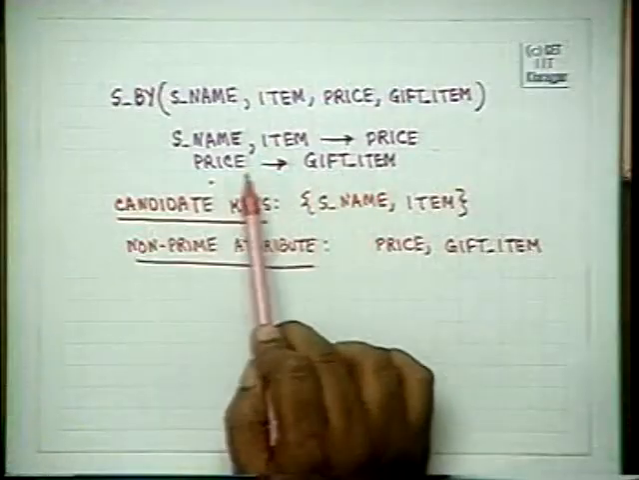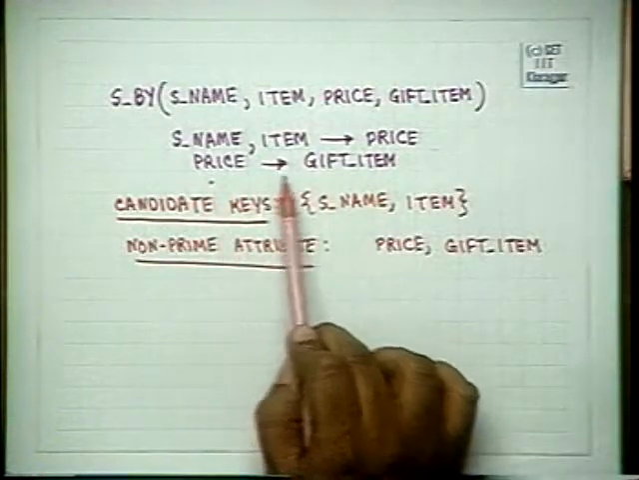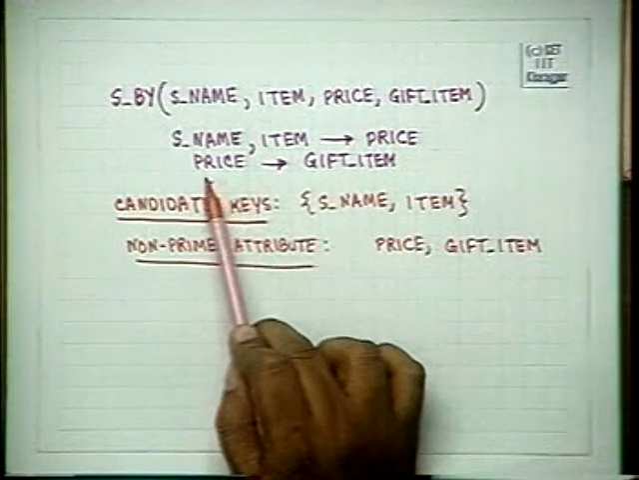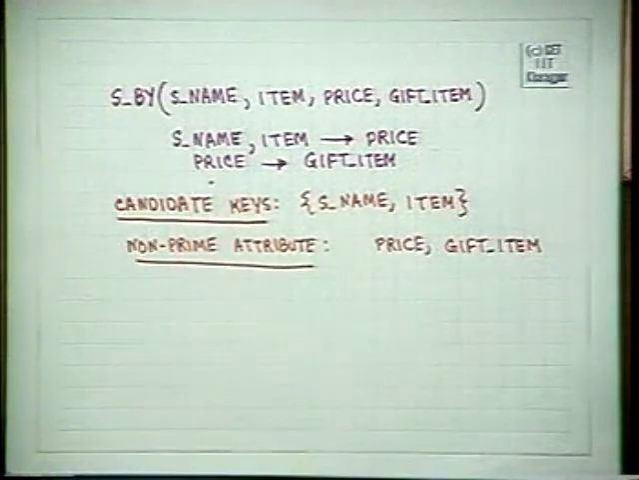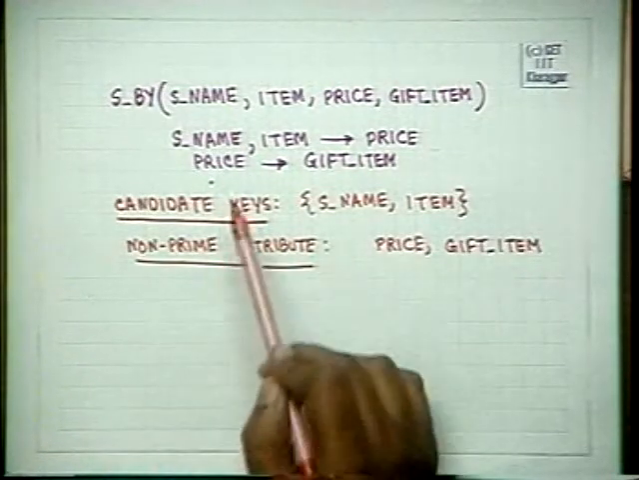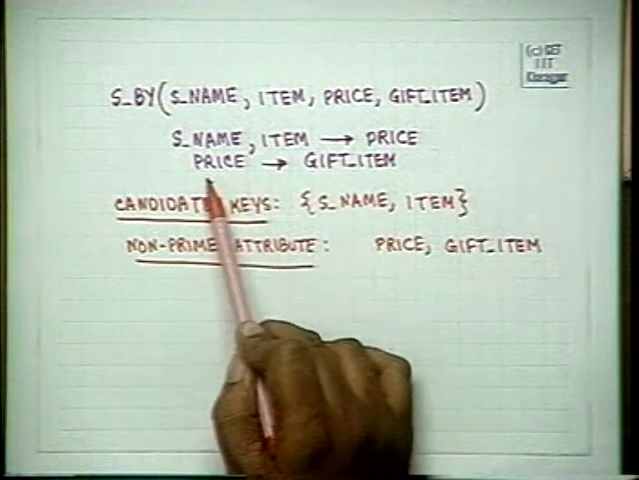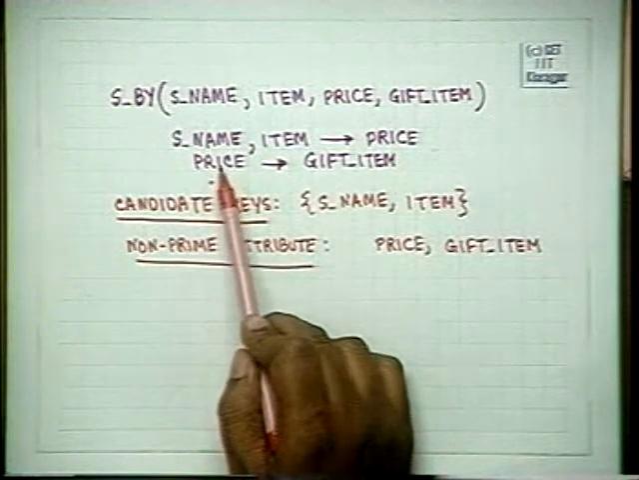There is a clear-cut difficulty here. There is a redundancy here. So second normal form is not able to remove all redundancies. This redundancy, between price and gift item, is a redundancy which second normal form could not remove.